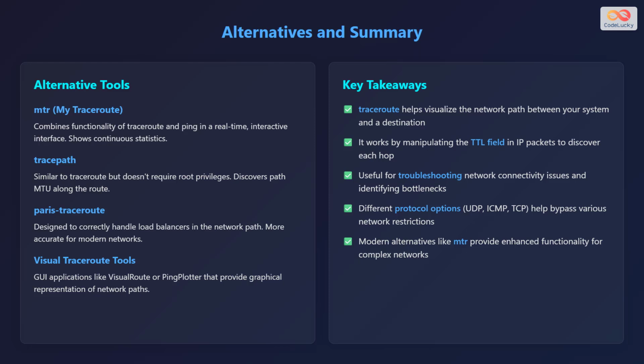Key takeaways from this video are that Traceroute helps visualize the network path between your system and a destination. It works by manipulating the time to live, or TTL, field in IP packets to discover each hop, and it's useful for troubleshooting network connectivity issues and identifying bottlenecks. Also, different protocol options such as User Datagram Protocol, or UDP, Internet Control Message Protocol, or ICMP, and Transmission Control Protocol, or TCP, help bypass various network restrictions, and modern alternatives like MTR provide enhanced functionality for complex networks.